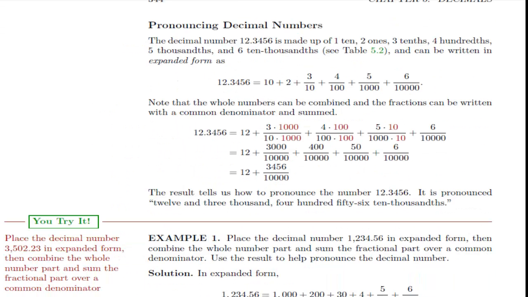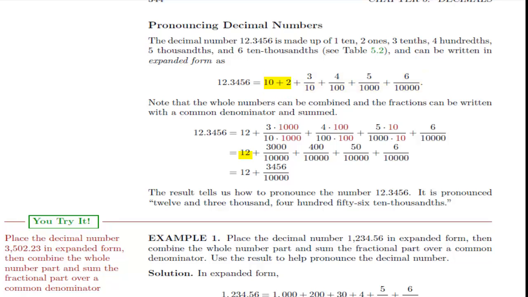Pronouncing decimal numbers. The decimal number is made up of 1 ten, 2 ones, 3 tenths, 4 hundredths, 5 thousandths, and 6 ten-thousandths. It can be written in expanded form as 10 plus 2 plus 3 over 10 plus 4 over 100 plus 5 over 1,000 plus 6 over 10,000. Note that the whole numbers can be combined and the fractions can be written with a common denominator and summed.